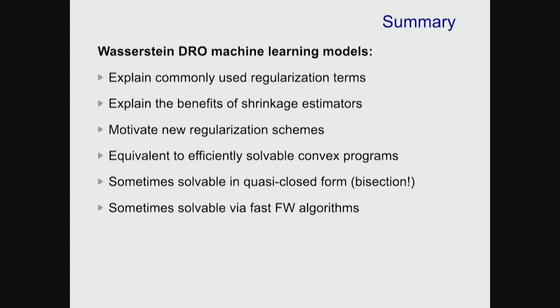And actually the models that we obtain are often equivalent, in all the examples we've seen, they're equivalent to efficiently solvable convex programs. Sometimes these convex programs are even solvable in closed form. Maybe there is a need to solve a very simple algebraic equation using bisection. And sometimes they're solvable via very fast first-order Frank-Wolfe algorithms. So I find it very interesting to investigate these problems further, and I think there is a very interesting potential in using this approach for machine learning applications.